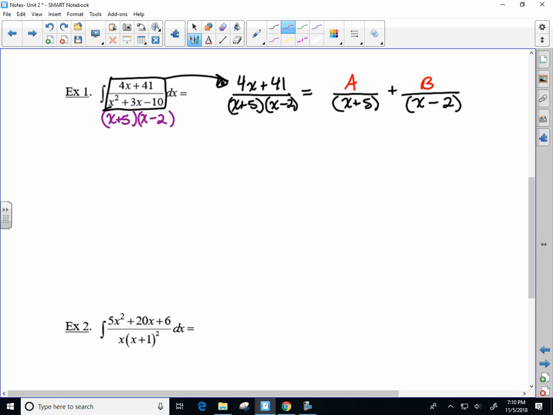All right. So then what I'm going to do is solve these for A and B. And I'm going to do that by clearing out all the denominators. So I'm going to multiply everything by x plus 5, x minus 2. So I'm looking at 4x plus 41 is equal to A times x minus 2 plus B times x minus 2.